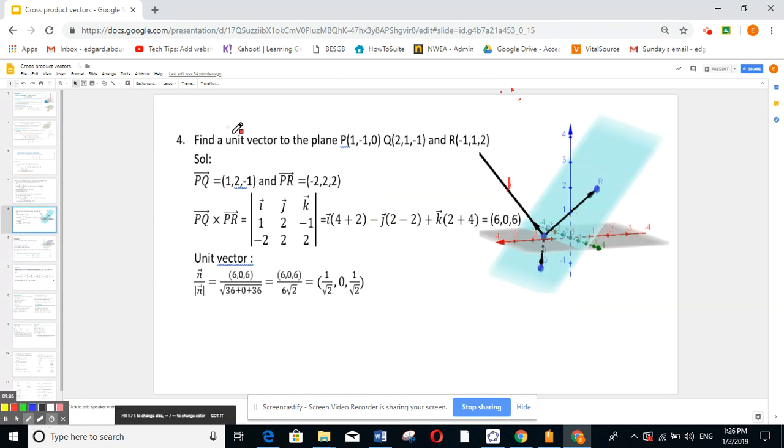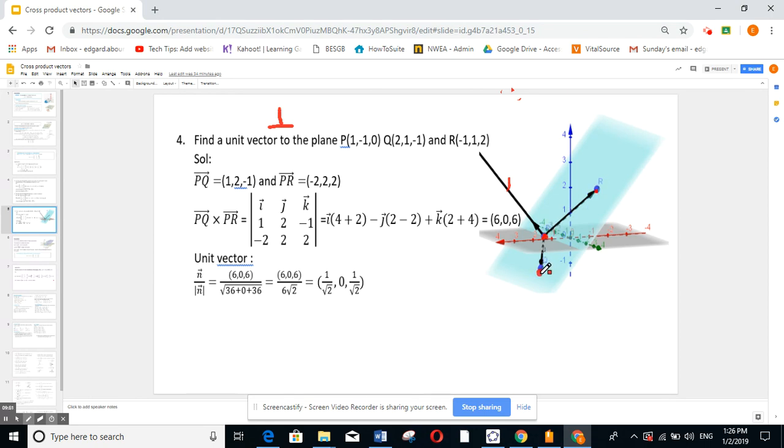More problems. Here I want to find the unit vector perpendicular to the plane formed by the 3 points. I forgot to put that in. These are the points: this is the point P, this is the point Q, and this is the point R.